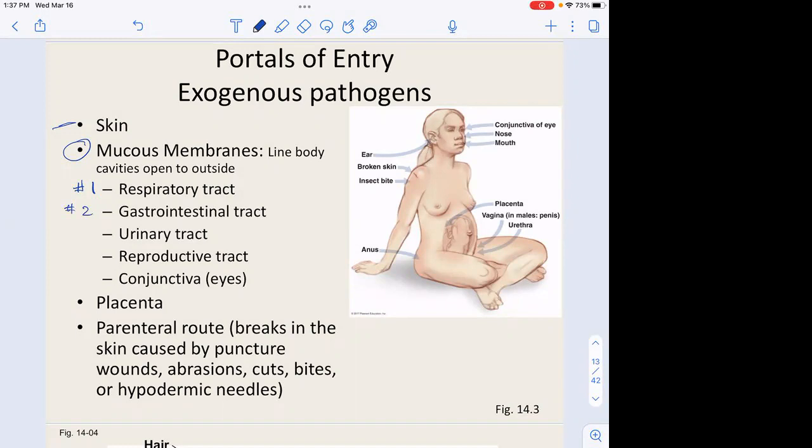Urinary tract, that's a common one as well. Reproductive tract, the eyes, okay? Again, we have defenses, they're just not as robust. The placenta is not a very common portal of entry. There's only a few pathogens that have mechanisms to pass through that. And then basically a catch-all for any portal of entry that's not a placenta or mucous membrane is what we consider the parenteral route.